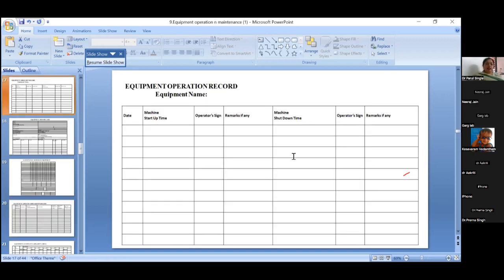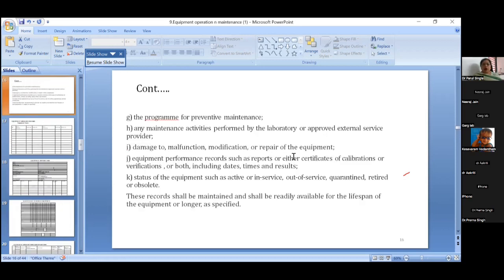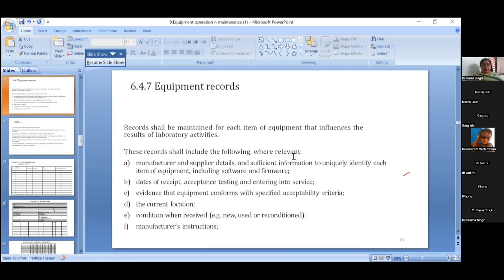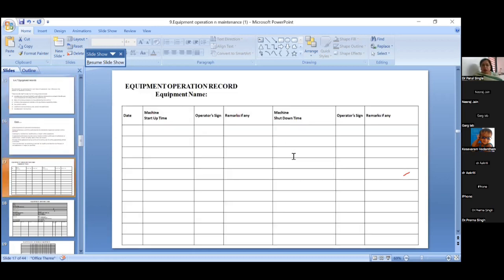Now I'm coming to the formats, what we have read in the previous slides of equipment operations. I'm just showing you the formats for that. Like this is the format showing the equipment operation record. Equipment name you have to write. You can write the unique identification. It is chemistry analyzer.